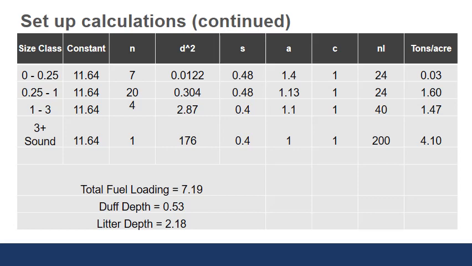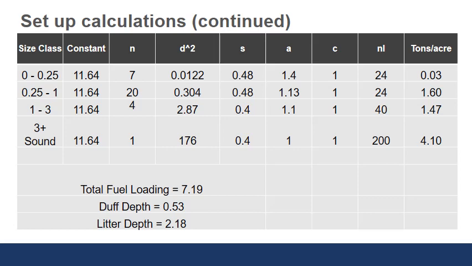We also still need to calculate the total length for each sampling plane by size class. To do this, multiply the number of sampling planes by the length of each sampling plane. In our example, we sampled the 1 and 10-hour fuels for 6 feet, the 100-hour fuels for 10 feet, and the 1,000-hour fuels for 50 feet. Our sampling plane lengths will be 24 feet for the two smallest size classes, 40 feet for the 1 to 3 inch size class, and 200 feet for the fuels greater than 3 inches.